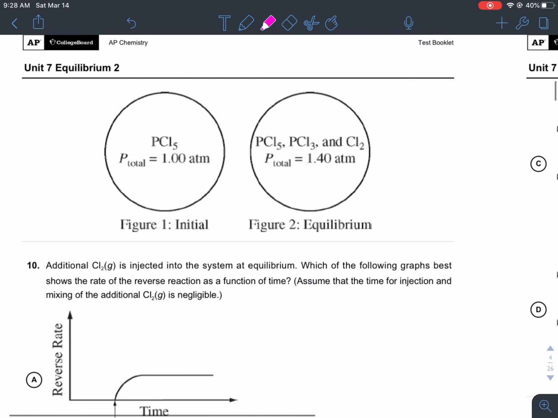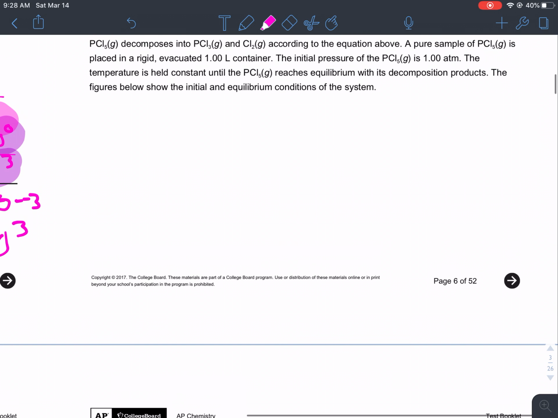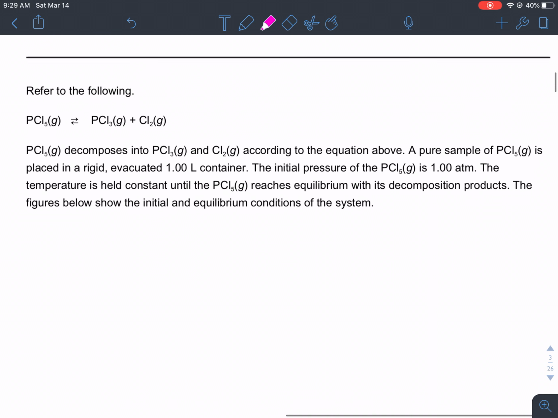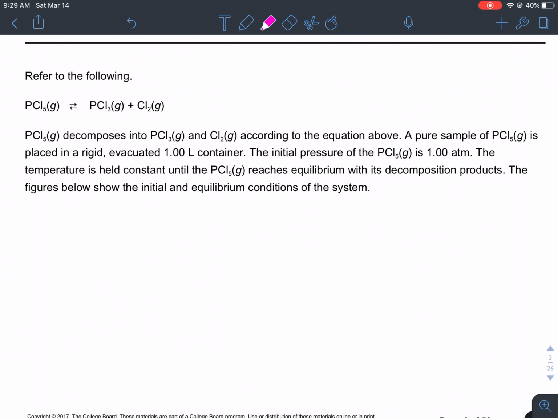Okay. You have an equilibrium question here. Let's start reading it. PCl5 decomposes into PCl3 and Cl2 according to the equation above. A pure sample of PCl5 is placed in a rigid evacuated 1 liter container. The initial pressure of PCl5 is 1 atm and the temperature is held constant until the PCl5 reaches equilibrium with the decomposition products. The figure below shows the initial and equilibrium conditions of the system.